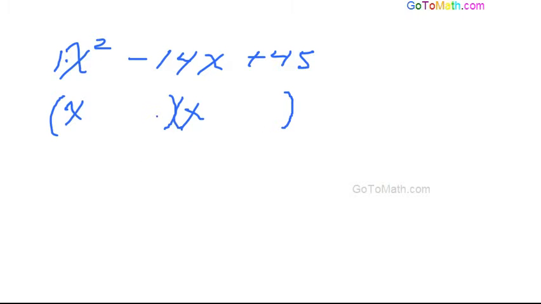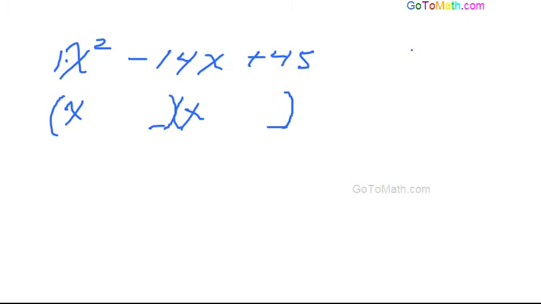Now we're looking for two numbers that we can multiply together that gives us 45, and then when we add them, we get 14. In the previous section, we worked on multiplying polynomials, right? So now we're going in reverse. Two numbers that multiply to give us 45 and add to give us 14.